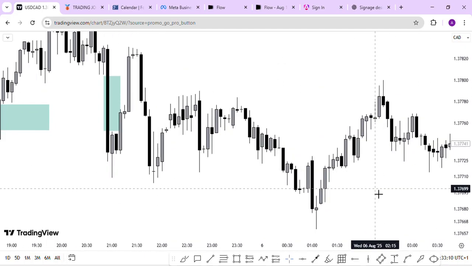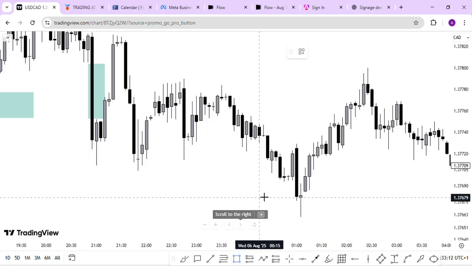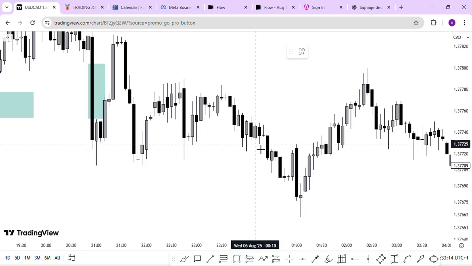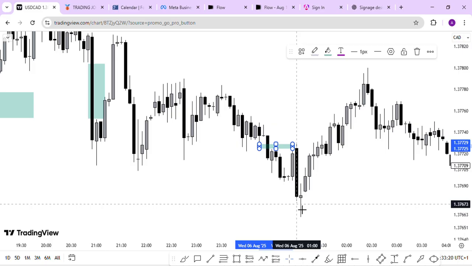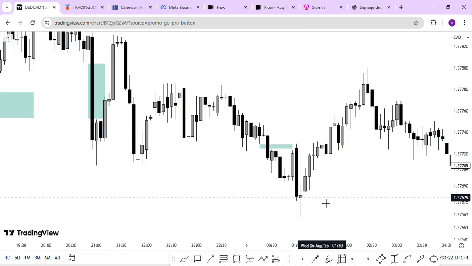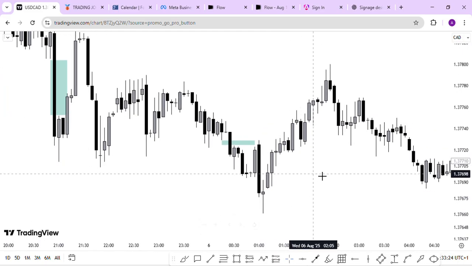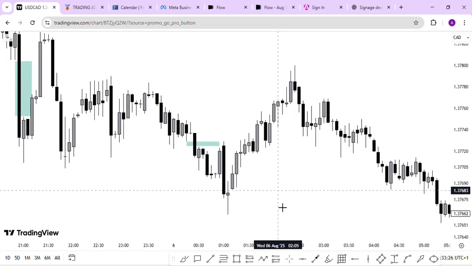I don't want this video to be too long. For example, look at this movement. Look at this gap. There's a gap here, and you see how nicely market filled it, came back and filled the gap and moved away. So that's how the whole process will continue. This is just to identify the fair value gap.